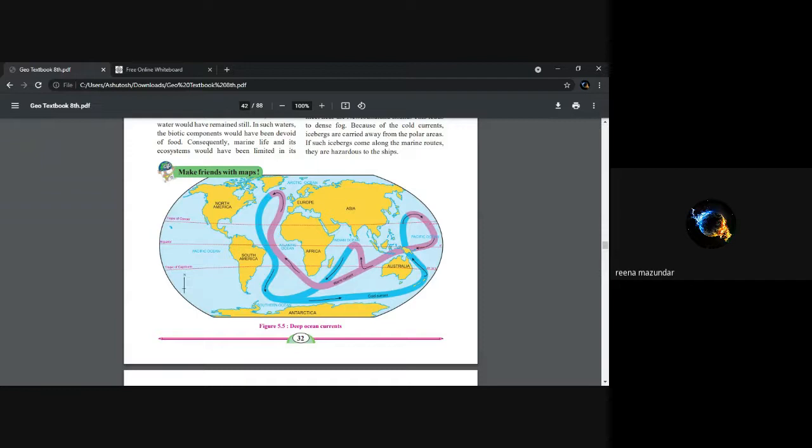Do you understand? The warm current goes down. You can see the movement in this way. This is the warm current moving, going down, isn't it? And then this cold current, it is coming up near the equator.